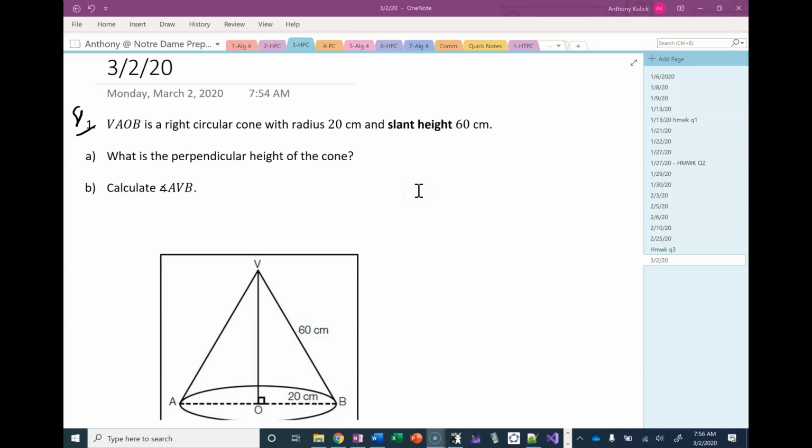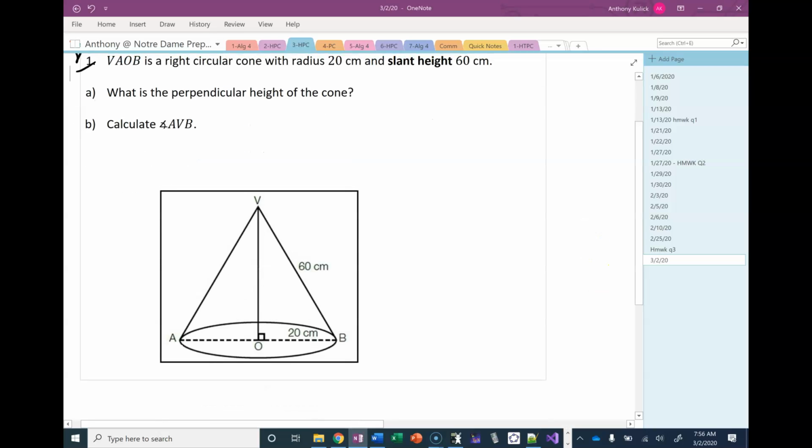Megan, you said that you already have part A and that was no problem. Can you tell us your answer for part A just so we can? 56.57. Okay, 56.57. And then we want the angle AVB.